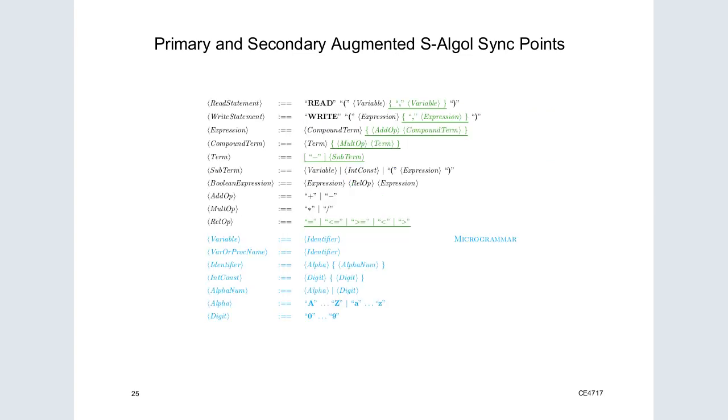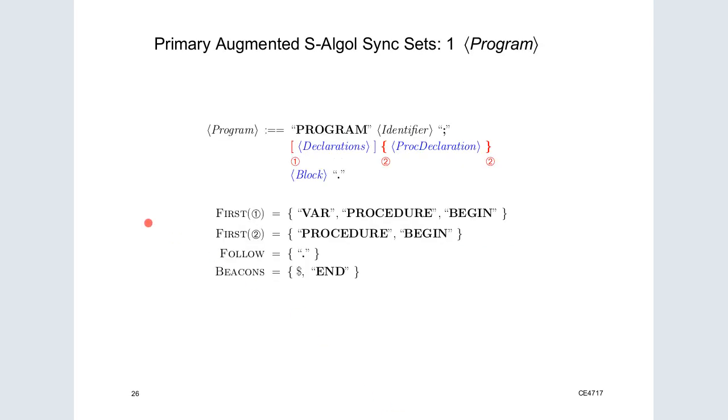So let's look at an example. So there's the rest of them. You can see you have more secondary points here. And once again, I don't actually require you to implement augmented S-algol resynchronization for these secondaries. You can if you like, but there are no marks for it. So let's look at the 3 primary augmented S-algol resynchronization points and how we should synchronize on them.